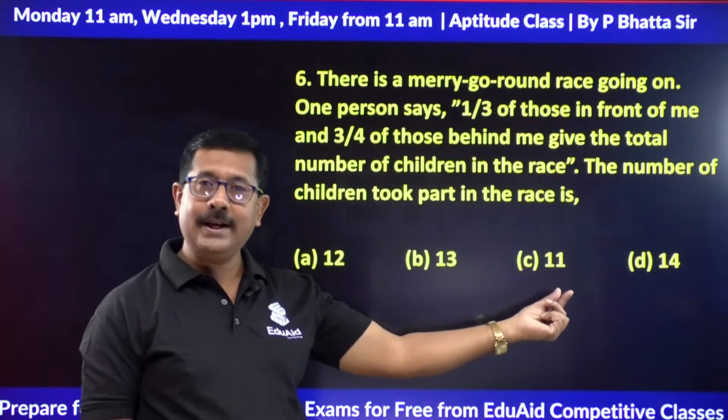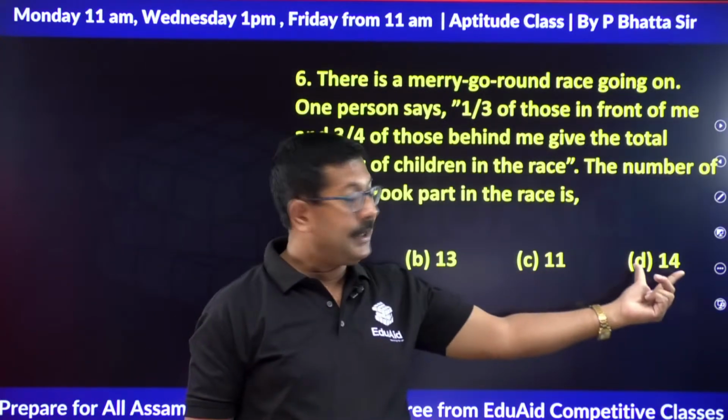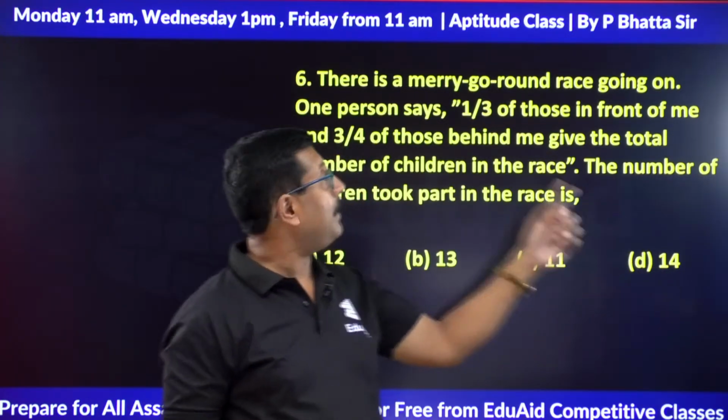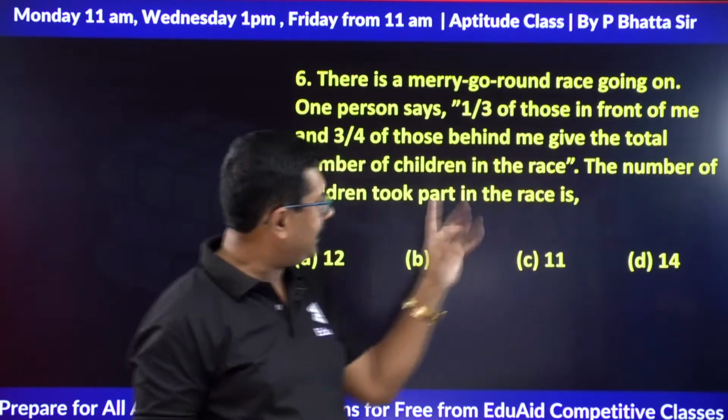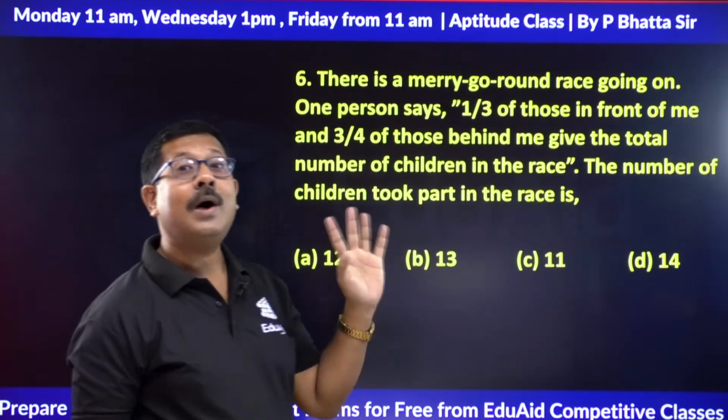11 total, 11 minus 1 is 10, not perfectly divisible by 3 and 4. 14 total, 1 less than the total, 14 minus 1 is 13, not perfectly divisible by 3 and 4. That means this is the correct option. So result is 13. Now how does it come?